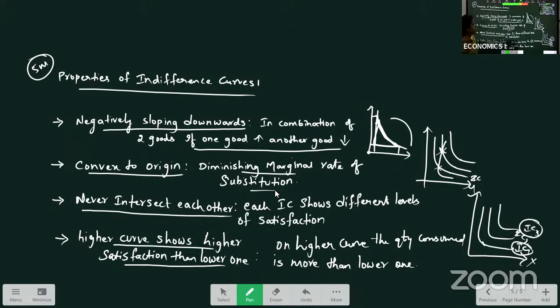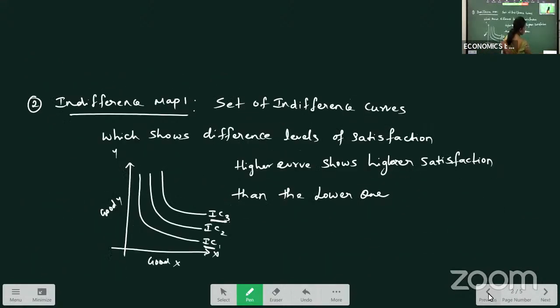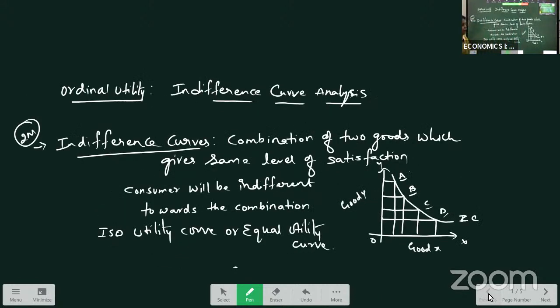Okay, so this completes your 5 marks question here. So what all the questions we have discussed till now, just go through once here. So first question is indifference curve. What is indifference curve? It shows the combination of two goods which gives same level of satisfaction, right? Consumer will be indifferent towards the combination. These indifference curves are also called as iso-utility curve or equal utility curve, right?